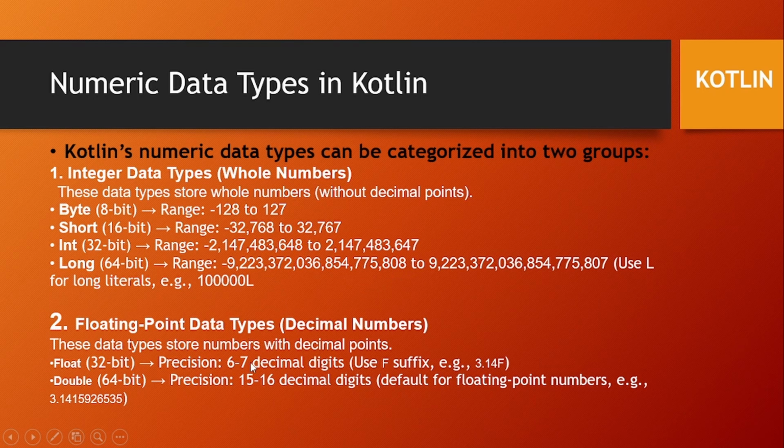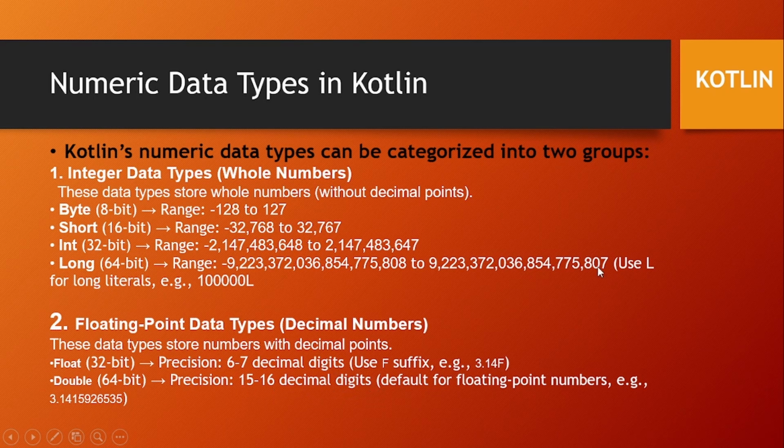The second category of numeric data types is floating point data types, which have two types: float and double. The difference between them is only the fractional part, or floating point numbers. Float has 6 to 7 decimal digits. For double, it is 15 to 16 decimal digits.